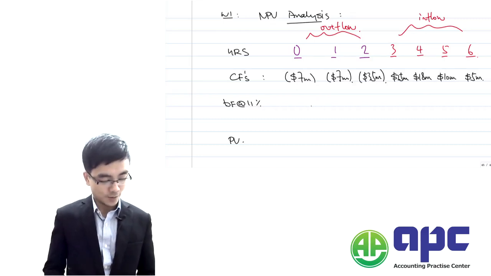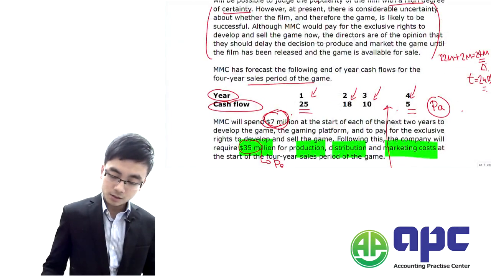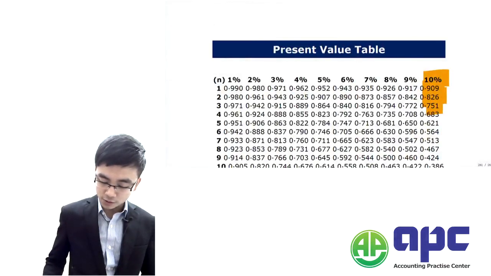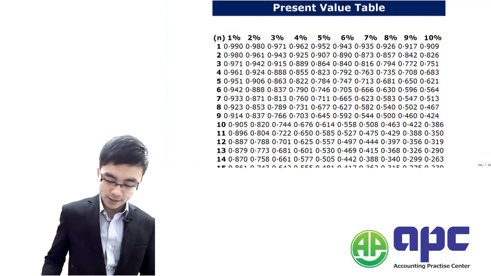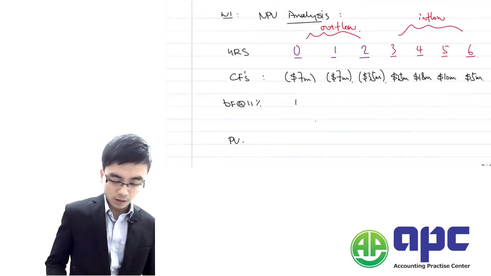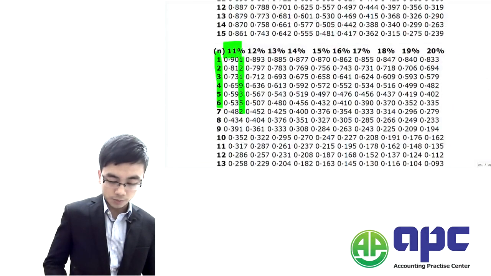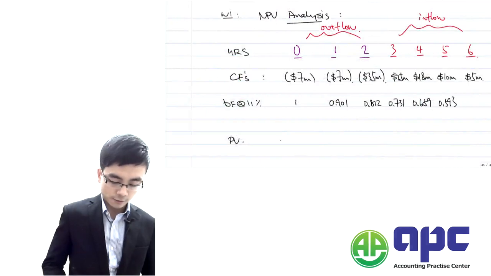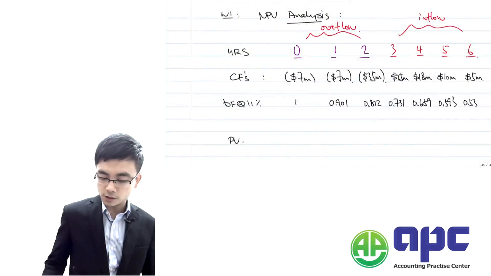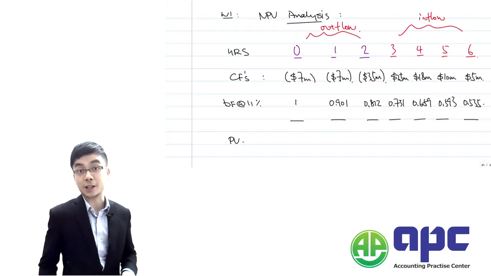Discounted at the discount factor. I hope you're happy. So all you need to do is to find the present value table. So let me just turn back to the present value table here. So it's at 11%, okay. From year one up to year six, all you need to do is to copy it. 0.901 in year one, 0.812 in year two, 0.731 in year three, 0.659 in year four, 0.593 in year five, 0.535 in year six.